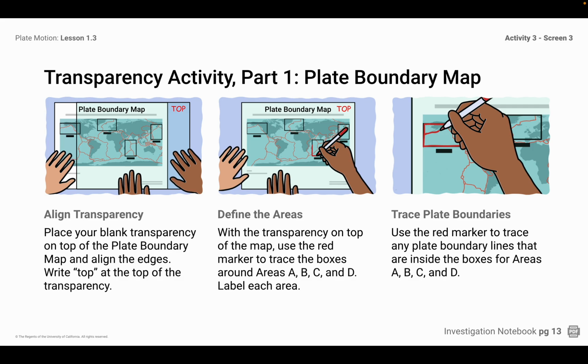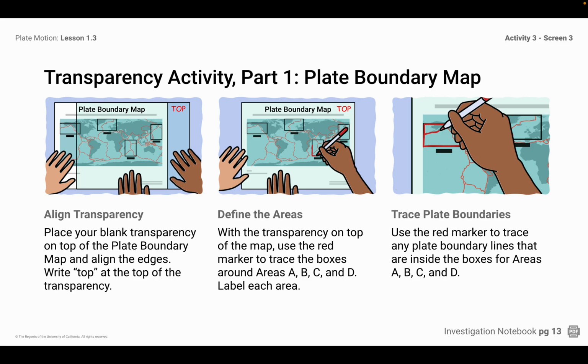So then go ahead and align the blank transparency page on top of the plate boundary. And then I want you to use the red marker and trace the outlines of those 4 boxes that you see. The boxes are in black, but I want you to trace them red. And then you might want to label them A, B, C, and D. Oh yeah, it says right down below, label each area. So just draw an A, B, C, and D.